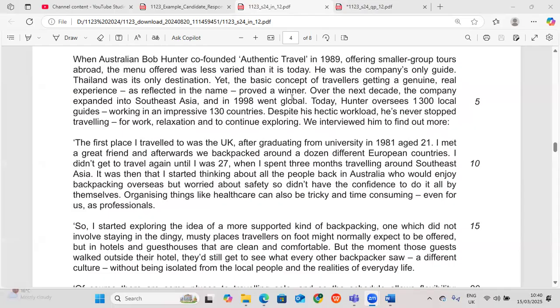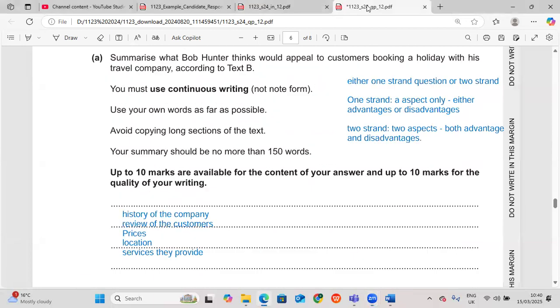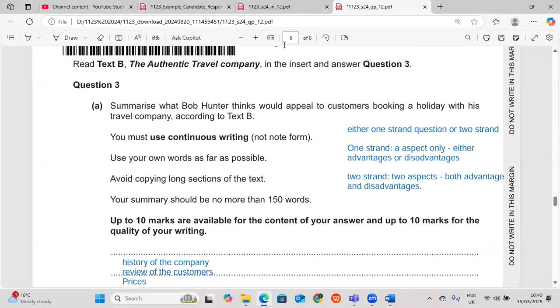Yes, in support, because the question is asking you about what would appeal to people. All right. So we'll not write something that will not appeal to people. Okay. So I'm just going to highlight it over here. And this is the perspective of Bob Hunter. You can write the summary in third person perspective as well. But Bob Hunter thinks his company would appeal to people because of this. Bob Hunter established his company on this day.